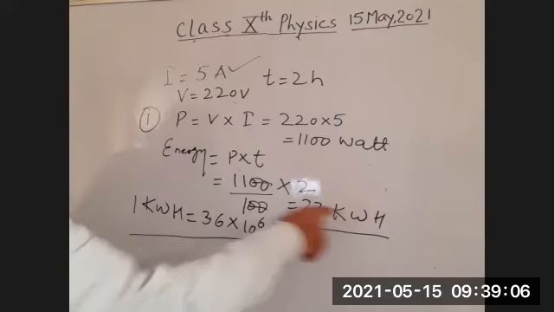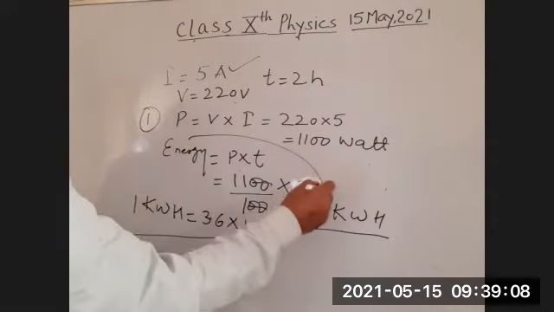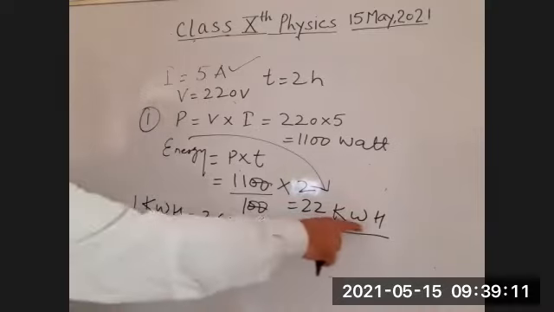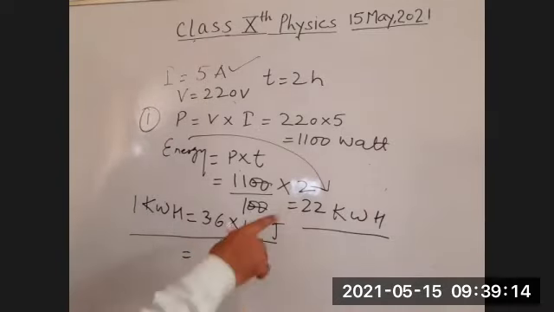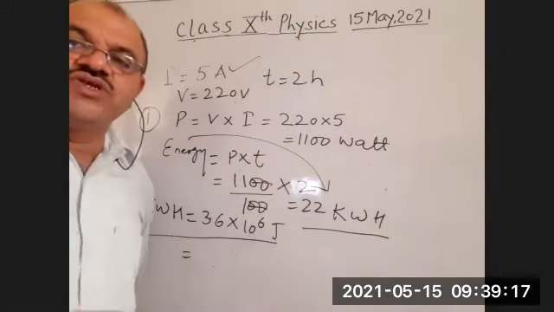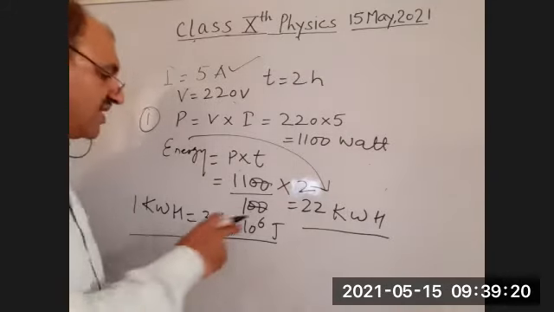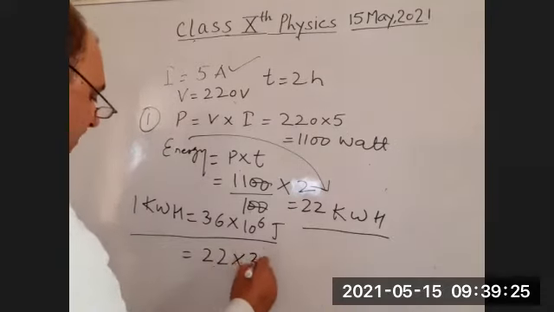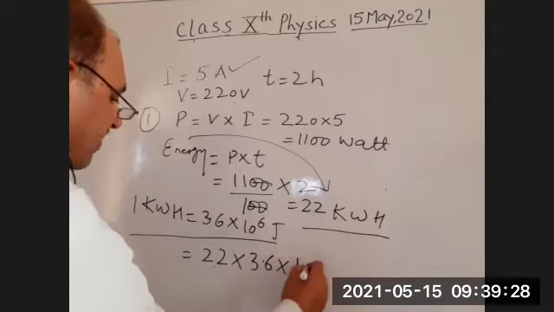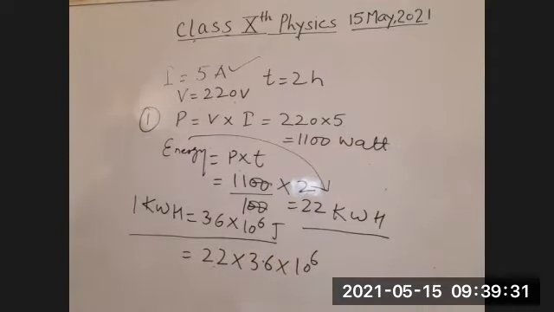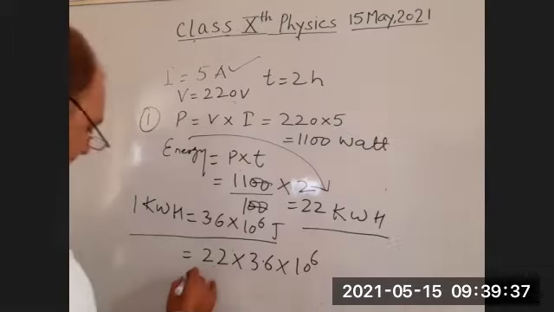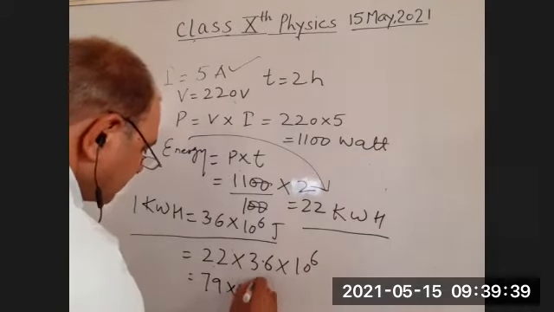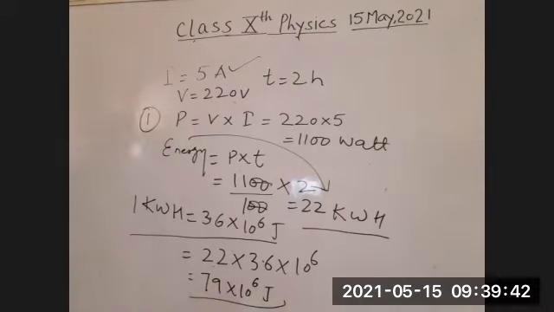Now 1 kilowatt hour, that is the value of the energy we have calculated. It is 22 kilowatt hour. Now for converting into joules, we will multiply 22 with 3.6 into 10 raised to the power 6. When you multiply, your answer will be 79 into 10 raised to the power 6 joules. Is it clear, students?